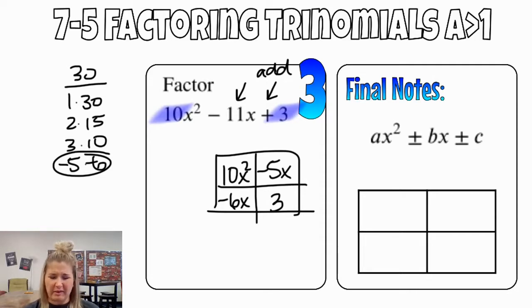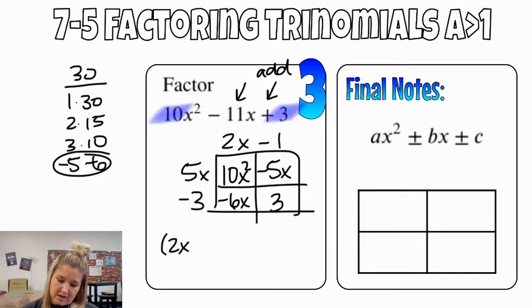So this is where the box kind of fails you a little bit, in that the negative sign. You have to remember that rule that if that last sign in front of C is a positive, then both of them are going to have negatives. That will help you out a little bit. So greatest common factor on the left is going to be 2x. Greatest common factor on the right is going to be a -1, because both of them have to be negative. And then greatest common factor on the top is going to be a 5x, and greatest common factor on the bottom is going to be a -3. And so I would have 2x minus 1 times 5x minus 3.